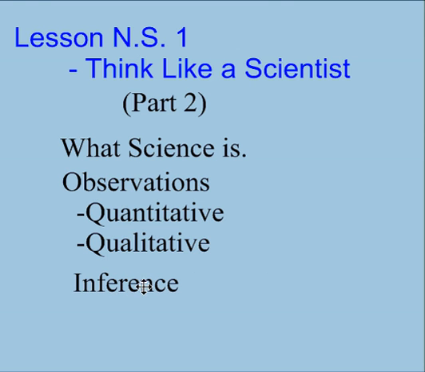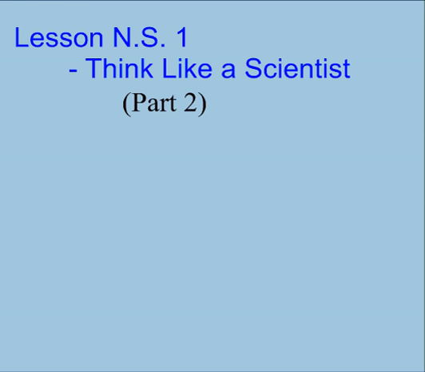And then finally, inference. This is when we go beyond our observations. We make interpretations. We make explanations of our observations, or maybe even make predictions. Today, you're going to continue with the notes, and we're going to make a bulleted list of some of the characteristics, some of the things that scientists do. So let's start.